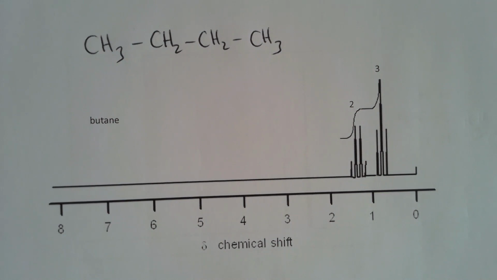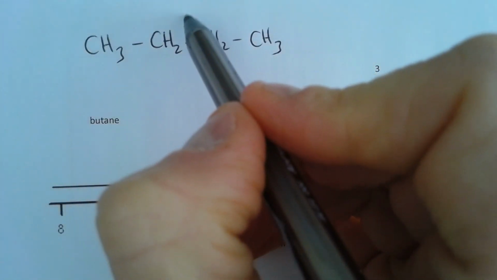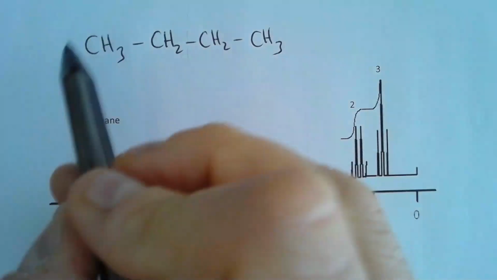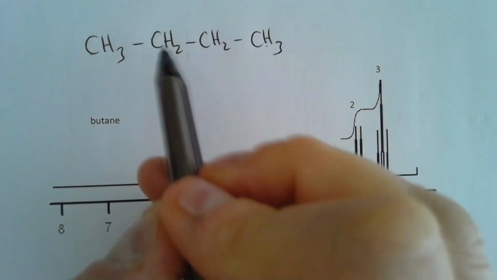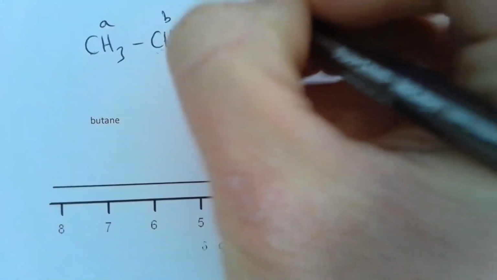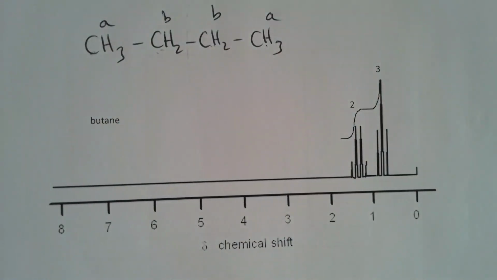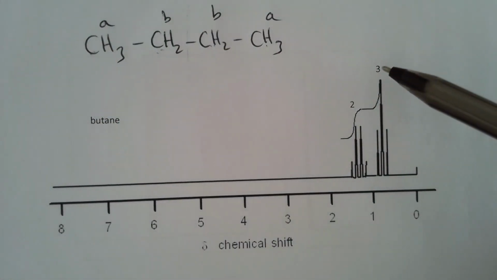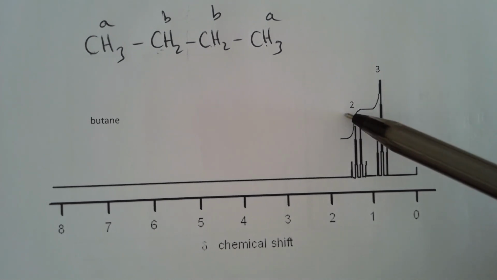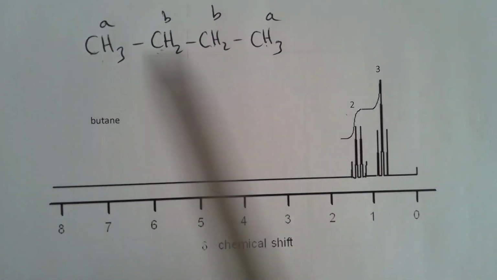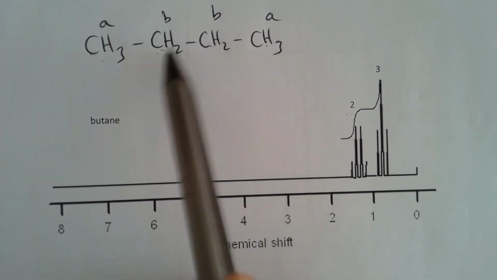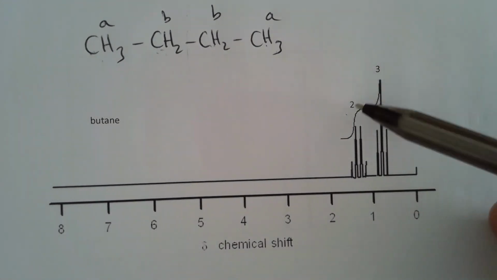So there's our structure. First thing to note is we've got a line of symmetry down here. So these environments here and these environments here are equivalent. So we're going to call this environment A and this environment B. Notice we've got an integrated trace here of 3 to 2. 6 in environment A, 4 in environment B. So the smallest ratio there is 3 to 2.